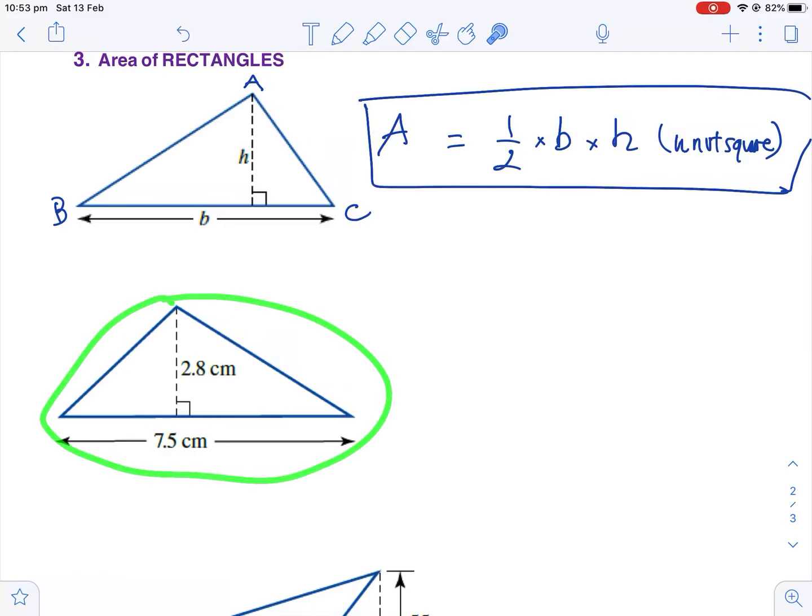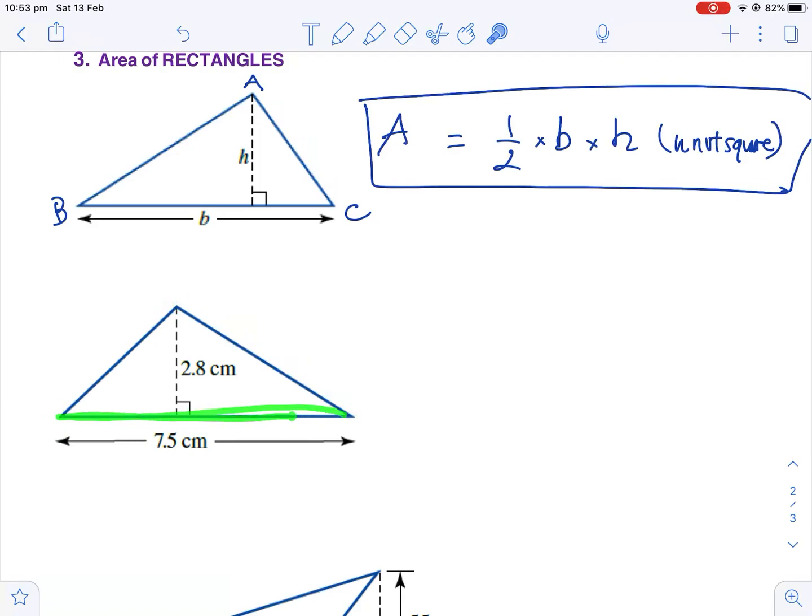So in this triangle, I have 3 vertices, 1, 2, 3. And I see that I have the dimension of this side, which is using this vertex and this vertex. So this one is going to be the base, which is B. Okay, in here the base. So I have to identify the height.